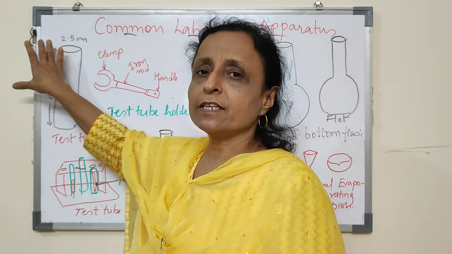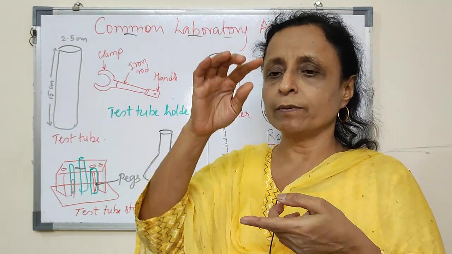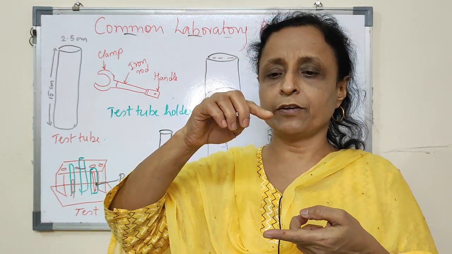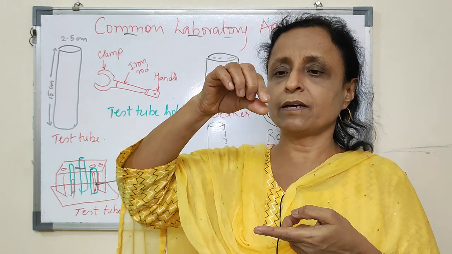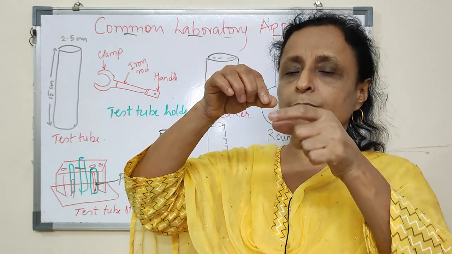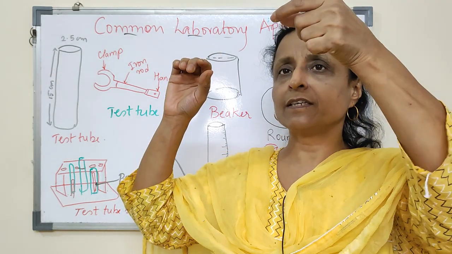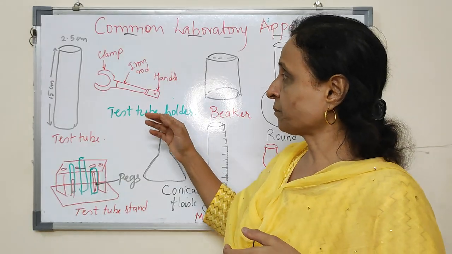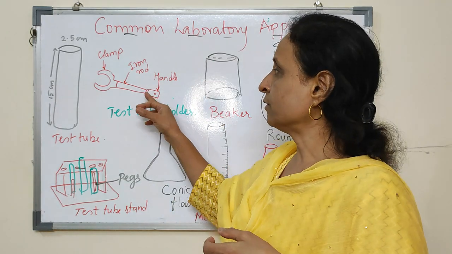Test tube. A test tube is like a small thin tube. The height is 15 centimeter, like your small scale, and the opening is very narrow. You put the chemical in that and another chemical and you can see the changes. Sometimes you are using acid, or it might just pop out.